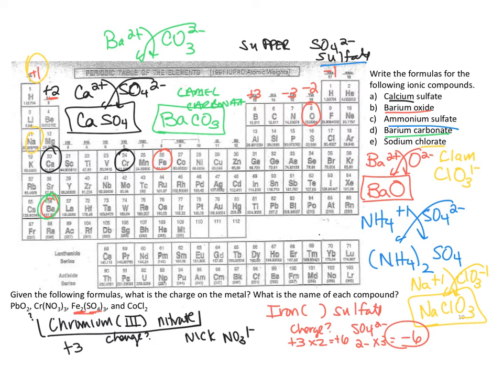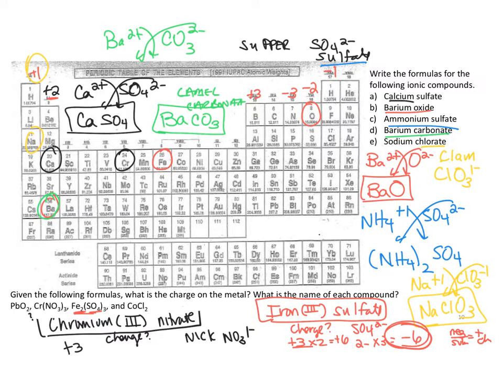So you can take the negative charge and divide by the subscript to get the positive charge. So we just take -6, divide by 2, we get the 3. So that's going to be Roman numeral 3, iron 3 sulfate.